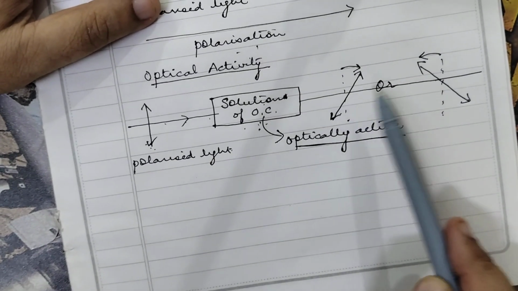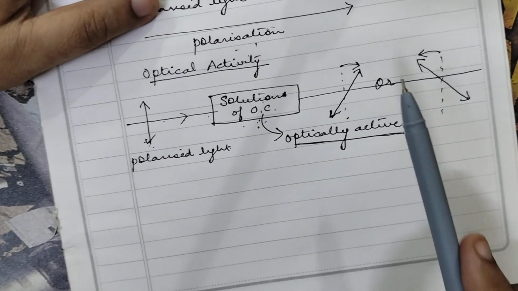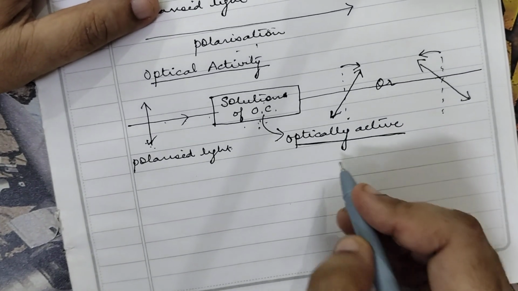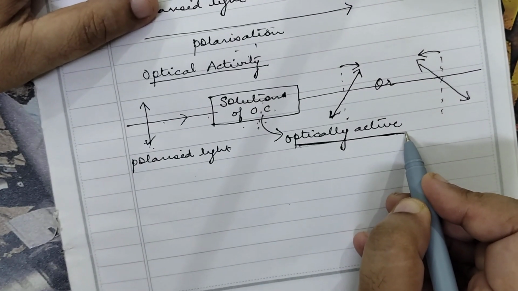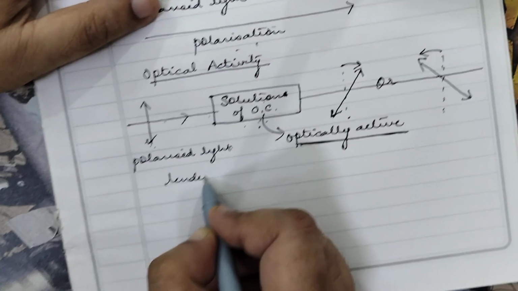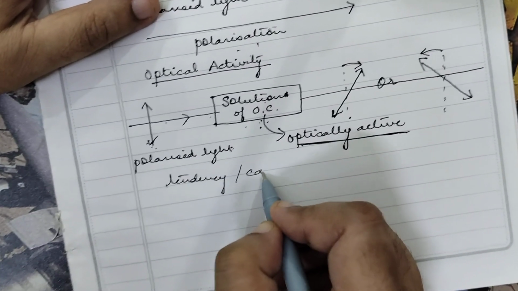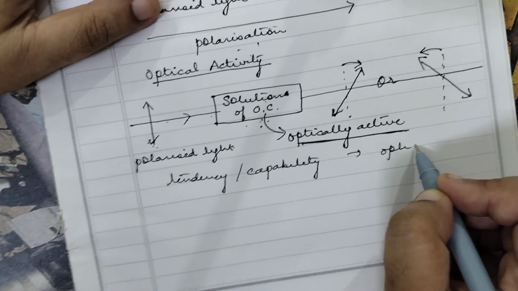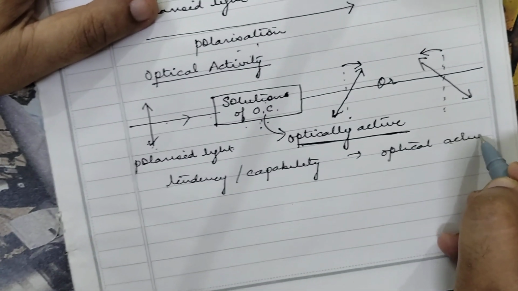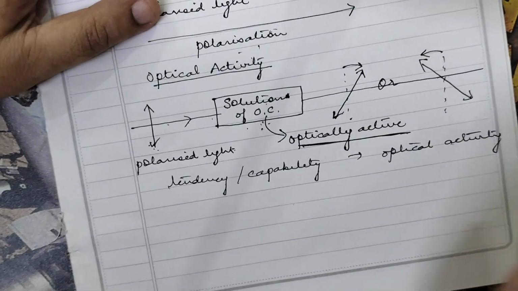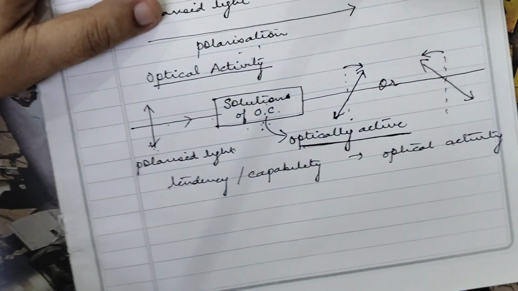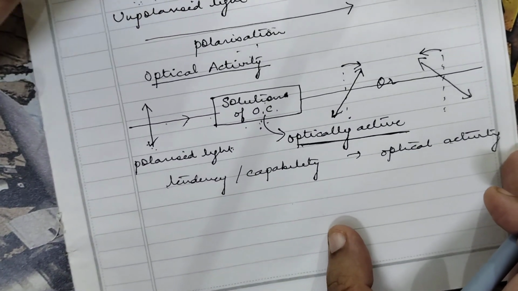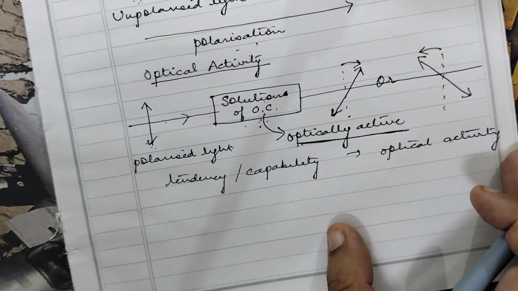No matter in which direction it is rotating it, if it is capable of rotating the plane of the plane polarized light, the organic compound will be called optically active. And this tendency, or you can say capability of rotating the plane, is called optical activity. That is, this phenomenon in which the plane is getting rotated, this capability of the organic compound is called optical activity, and the organic compound is said to be optically active.